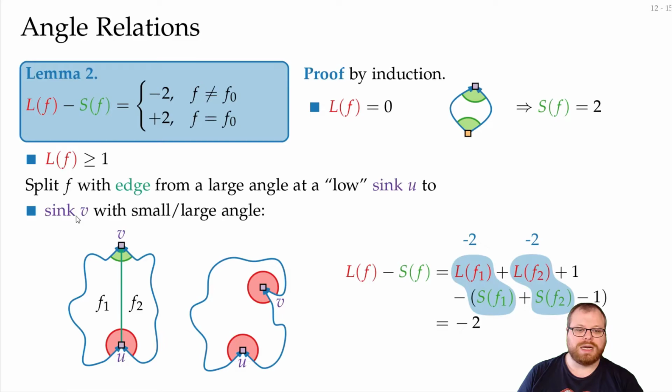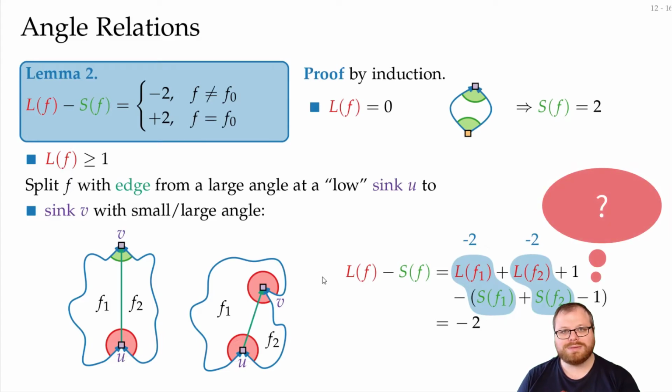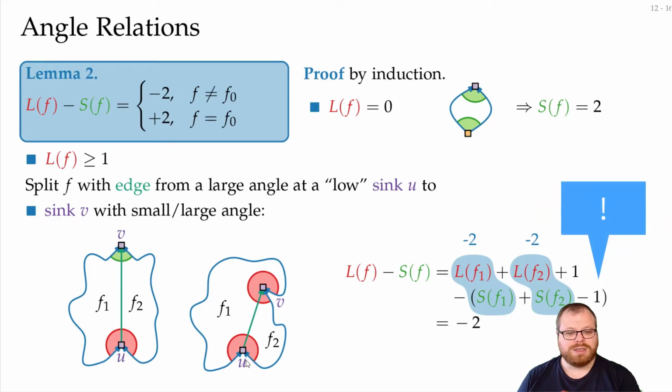What if v is a large angle? Again, we split it by adding this edge. Can you figure it out now? Oh, it's the same. This large angle gets split. It's neither small nor large here, so the number of large angles goes down by 1. But this large angle still exists in f1, while it's a small angle in f2. So we created a new small angle, so here we have 1 more. And then again we get to a minus 2.